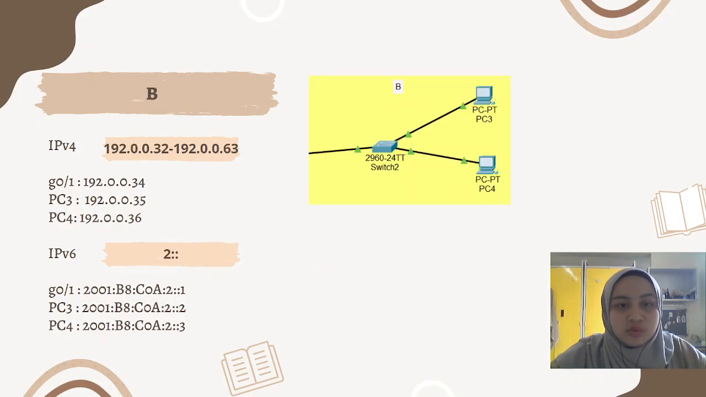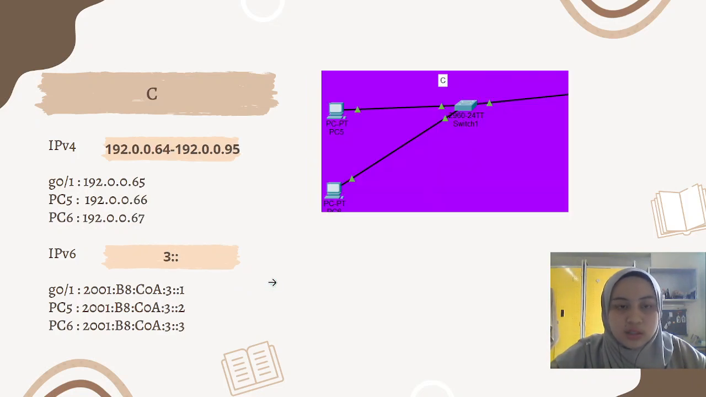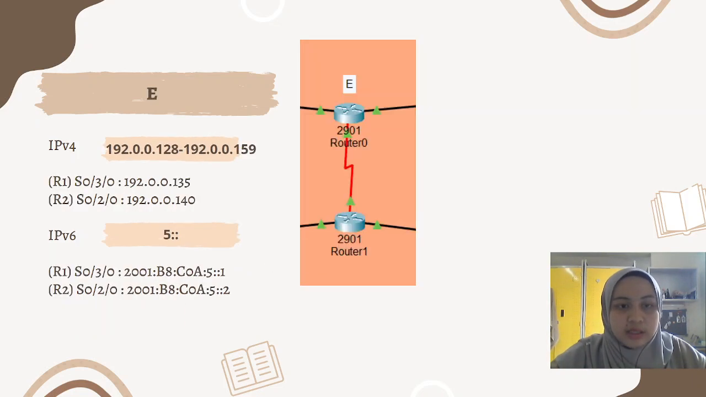The same goes for group B. The IPv4 for group B will range from 192.0.0.32 to 192.0.0.63. Because this number over here is 2, the IPv6 for group B will be in the family of 2. The same goes for group C, group D, and lastly group E.